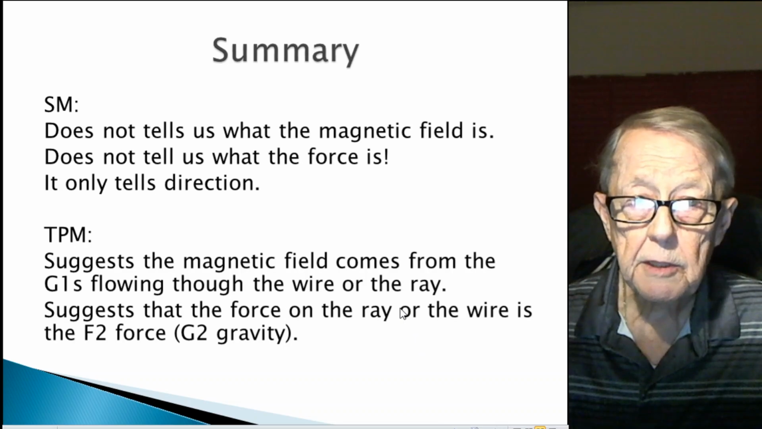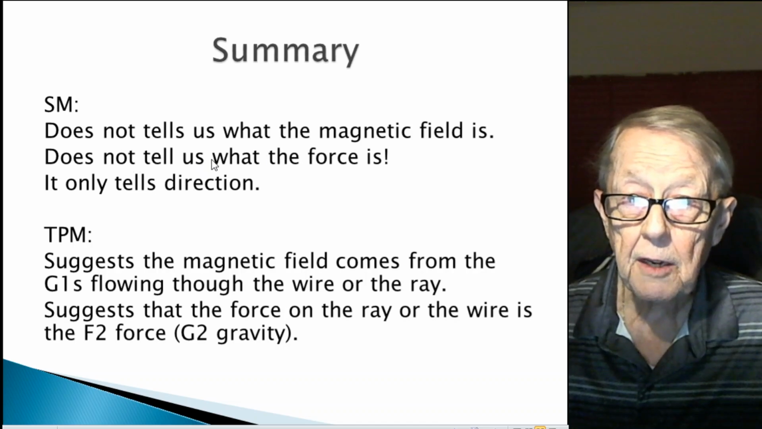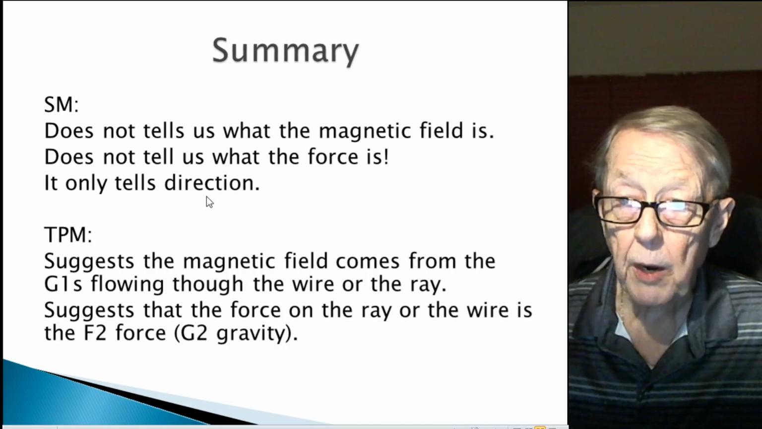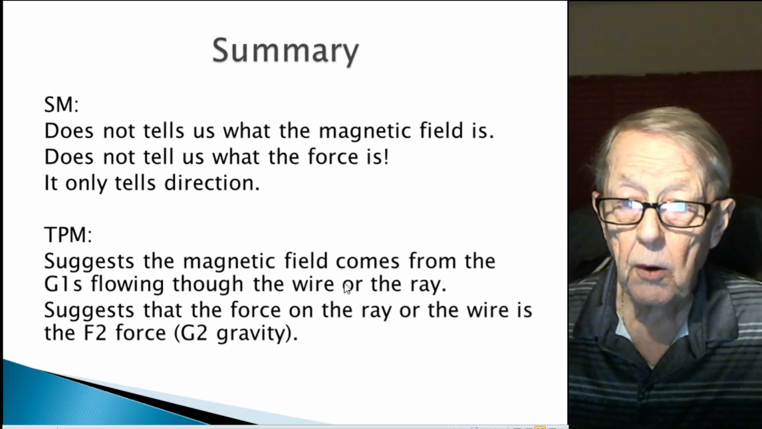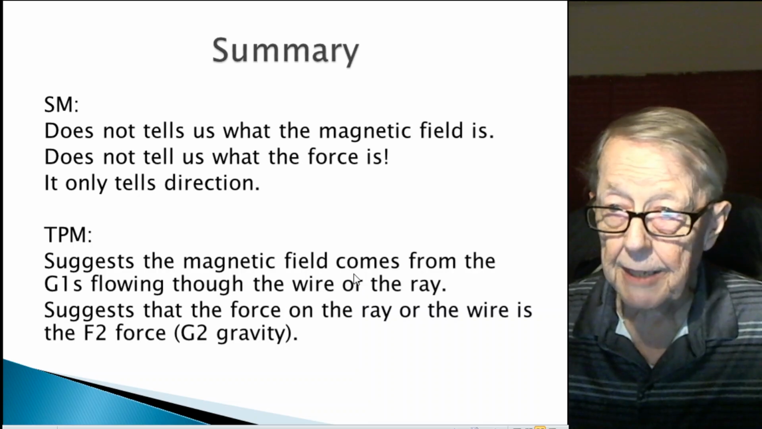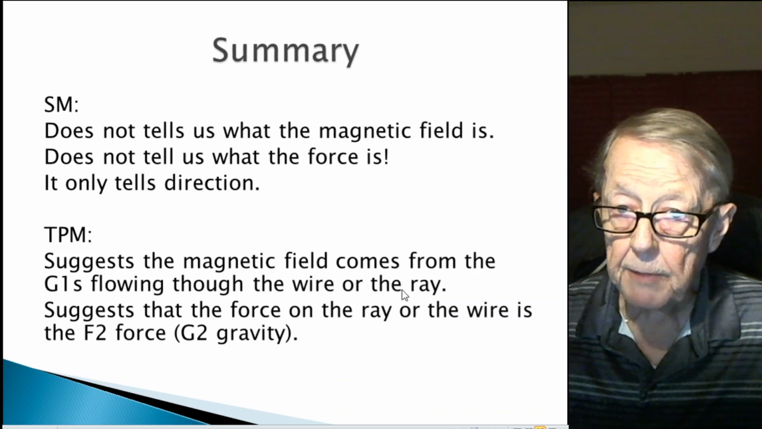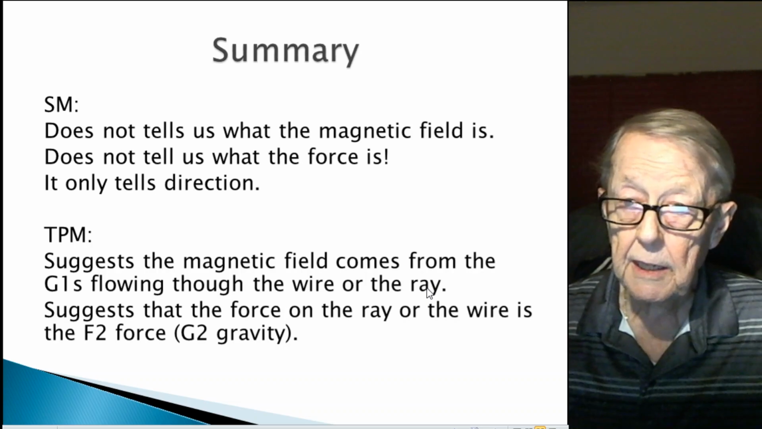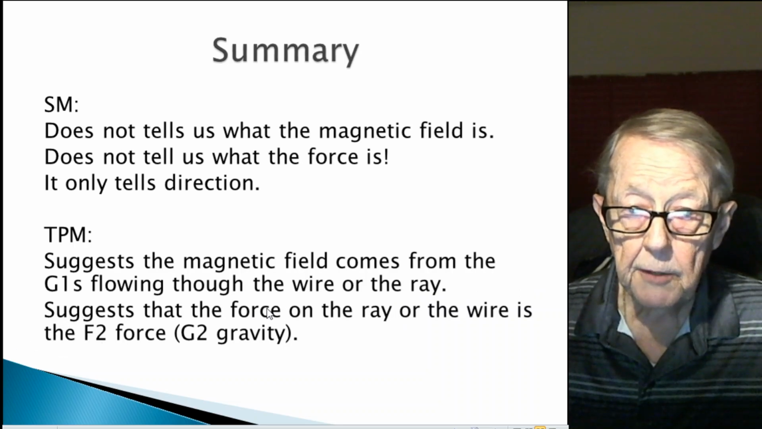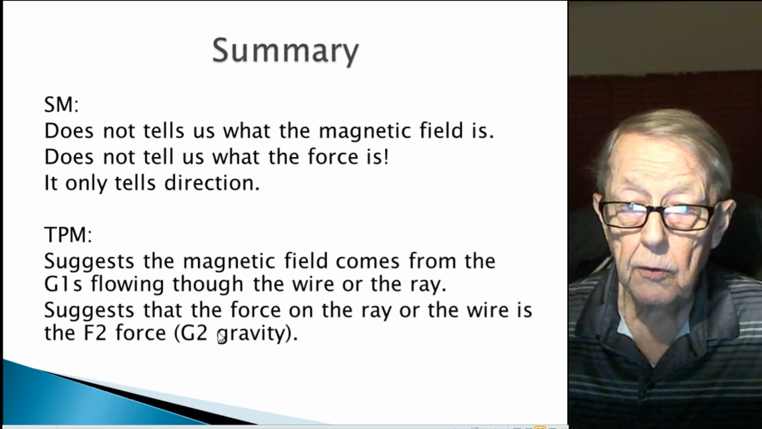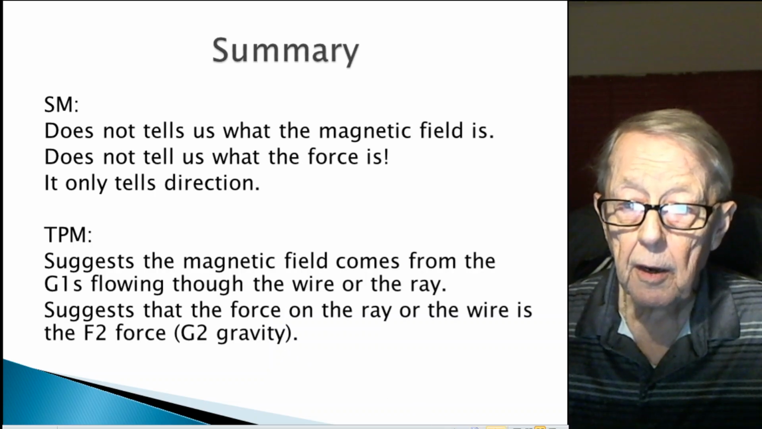Okay, the summary. The standard model does not tell us what the magnetic field is around a wire or ray. It does not tell us what the force is. It only tells direction. The particle model suggests the magnetic field comes from G1s flowing through the wire or the ray, and yes, I expect that they're flowing through the wire in a spiral fashion, and they're emitted into the ray that we see in a spiral way and get trapped that way and move along the ray. It also suggests that the force on the ray or the wire is the G2 gravity force, TPM, explaining the bending of the ray.